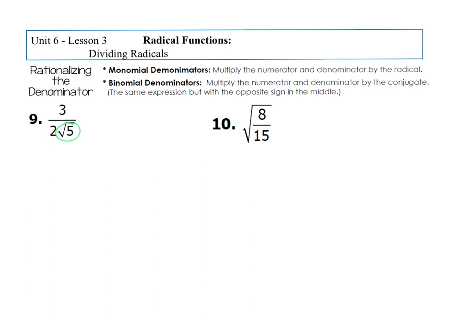So we have a couple different ways we can rationalize the denominator. Now it depends on if our denominator is a monomial or a binomial. Mono means one term or one grouping. Now numbers 9 and 10 here, and I think 11 and 12, yeah, and 13, 14, okay, they are all monomial denominators. So the rule for them is that we multiply the numerator and denominator by the radical, or the number that's in the radical.